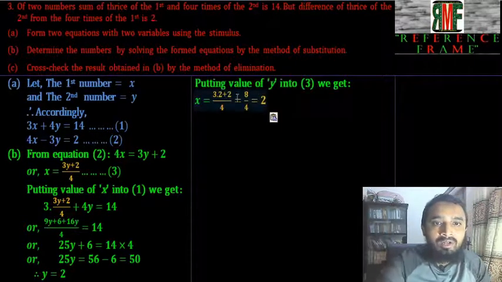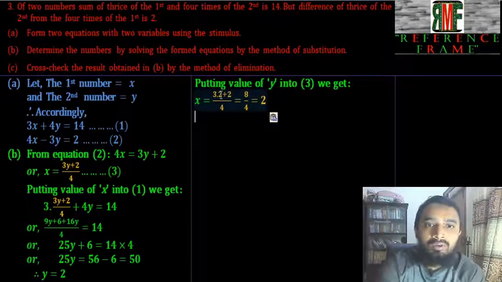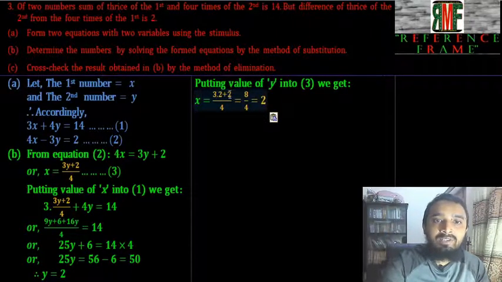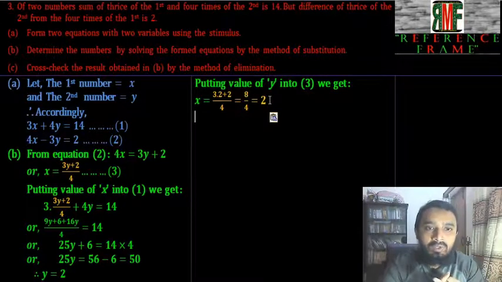When we put it in, x is going to be 3 into, look, 2. This is the value of y, 2 is the value of y. So plus 2. So this is going to be 3 times 2 is 6, 6 plus 2 is 8, 8 divided by 4, here 2. That is our required numbers, where x is 2 and y is 2 as well. That is, both of the numbers' values are 2.